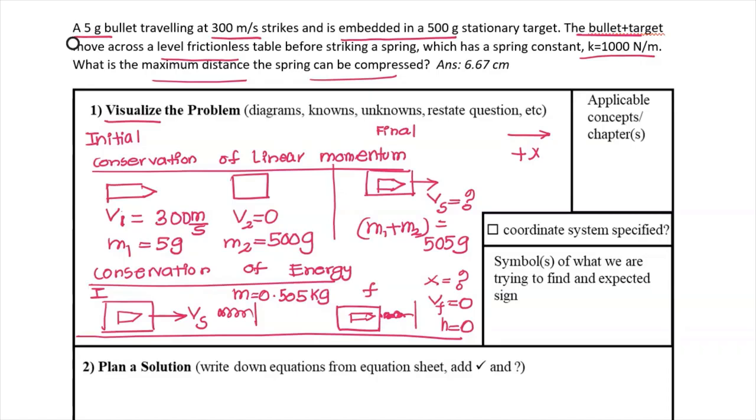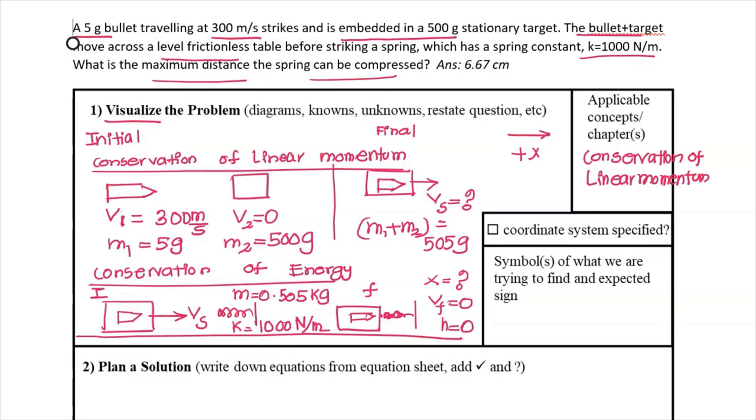Again, keep in your mind, we cannot use conservation of momentum because there's a net external force from the fixed end of the spring. The spring constant is 1000 newtons per meter. Okay, so let's see the applicable concepts. We can easily see it from the visualization. We are going to use conservation of linear momentum and conservation of energy.